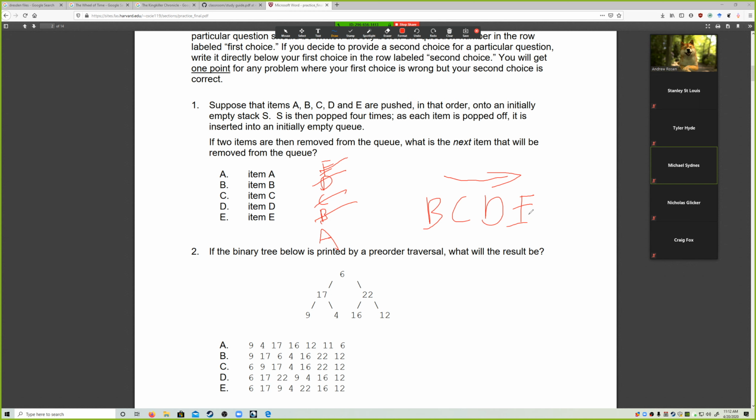Now we remove 2 items from the queue. Well, we always remove the first items, so remove 2 items from the queue. What is the next item to be removed? That would be the item at the front, which is item C. So the answer for this is C.